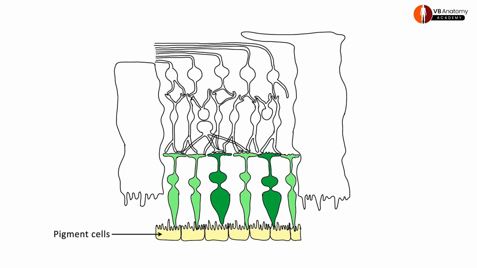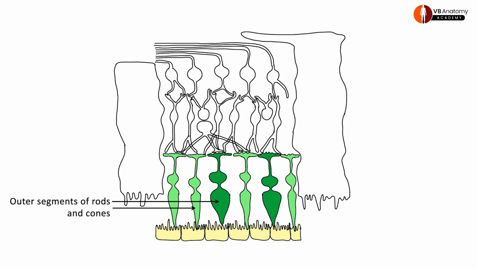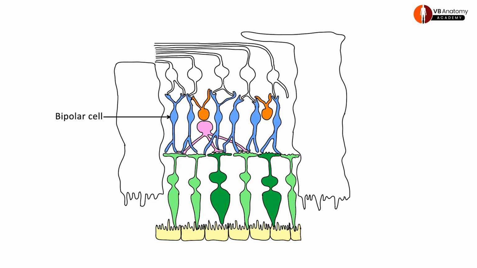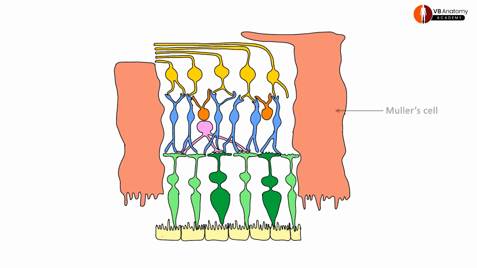So this is my pigment cell. The light green and the dark green are the rods and cones respectively. The blue are the bipolar cells, the pink are the horizontal cells, the orange are our amacrine cells, the yellow are my ganglion cells, and finally the peach color are the Muller cells. You can color them whatever color you want because this is basically a diagrammatic representation of retina.